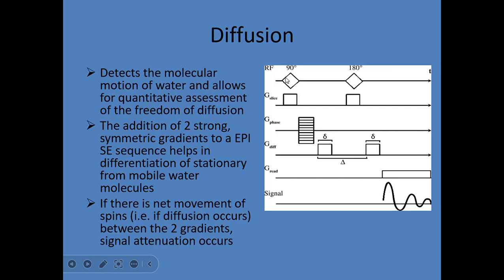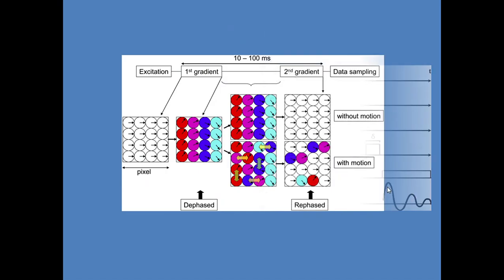Here we have first a 90-degree RF pulse and then a 180-degree RF pulse, and on both sides of the 180-degree RF pulse, two motion probing gradients are applied. After phase encoding, the readout gradient is used to collect the signal, and if diffusion of water molecules occurs between these two motion probing gradients, then the signal will be lost.